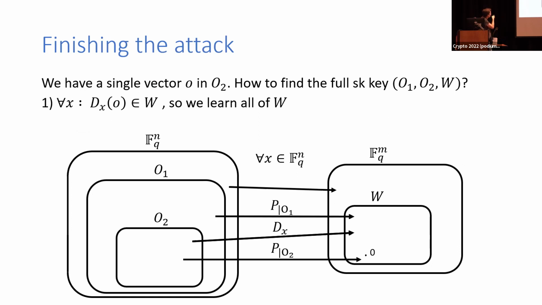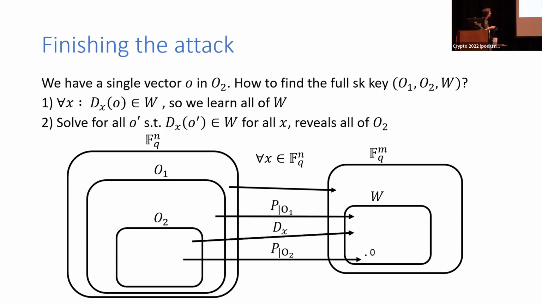Yeah, first we have this property of the differential. So for every x, we know that d of x of O will be in W. Since we already know a vector in O2, this gives us many vectors in W. So this immediately gives you all of W for free. Then once you know W, you can just solve for all the vectors in O2 that map into W under these differentials, and then you just solve a linear system of equations to find a basis for O2.